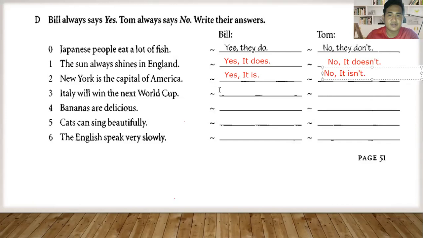Number three. The last minute, come on. Number three, Kelly, we win the next World Cup. Yes, she will. No, she won't.